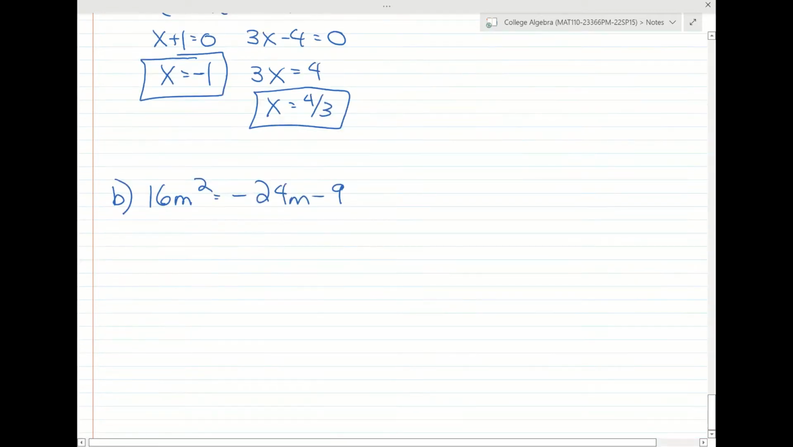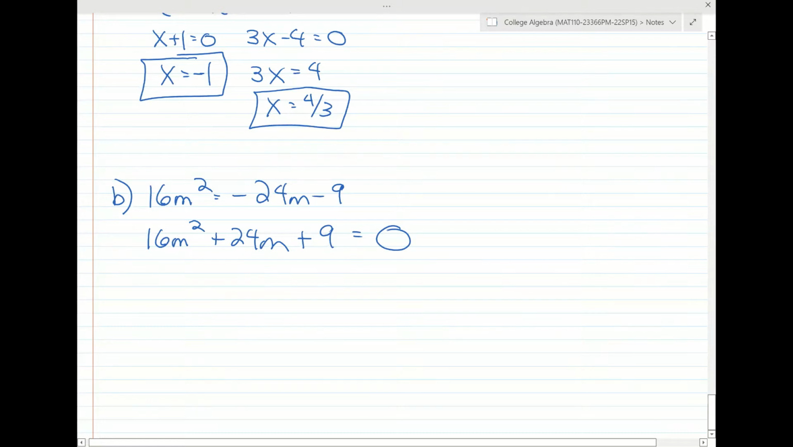Just like before, you don't want to start doing this. You're like making up your own math if you do that, right? What we want to do is make sure it's equal to 0. So let's go ahead and do that. 16m squared plus 24m plus 9 is equal to 0.